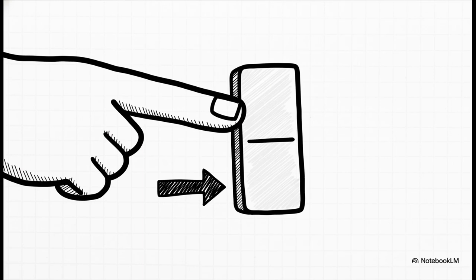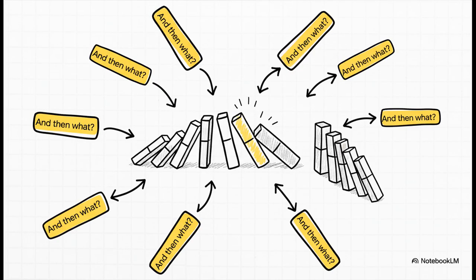First-order thinking? That's just our default mode. It's easy. We see a problem, we solve it, and we see the immediate result. It's the splash in the pond. It's the first domino falling. But real strategic thinking, second-order thinking, forces you to look past that first domino. It makes you ask, and then what? And after that? And then what? It's all about tracing that entire chain reaction, following those ripples all the way to the shore.